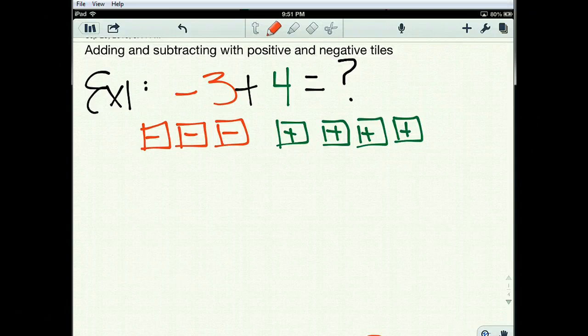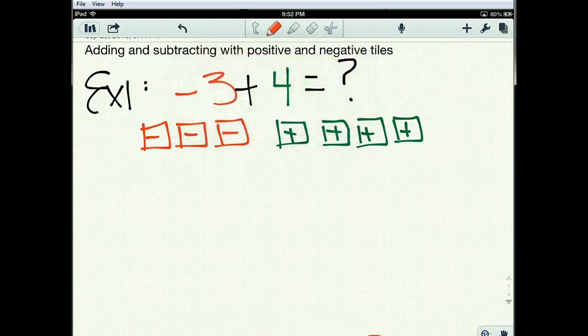Hello again, guys. Today we're going to be looking at how to add and subtract using the positive and negative tiles. So I'm showing you right now how we would add -3 plus +4. I went ahead and drew the negative tiles. I have three negative tiles and 4 positive tiles. And in order to add these, what we're going to try to make is what's called a zero pair.